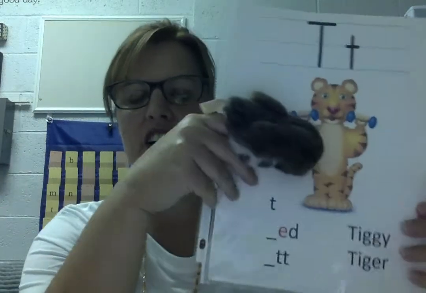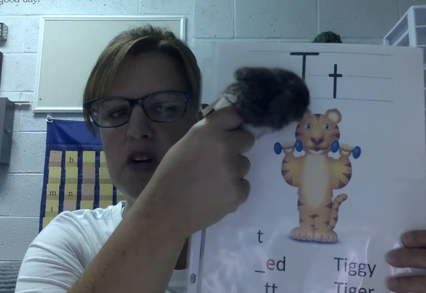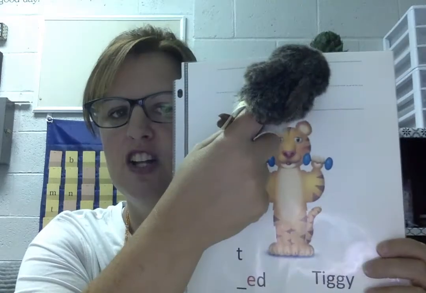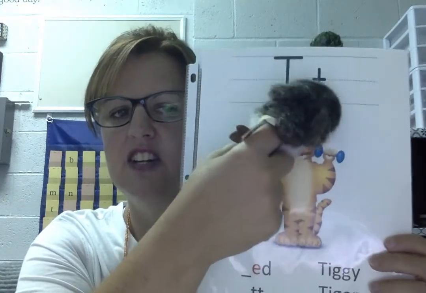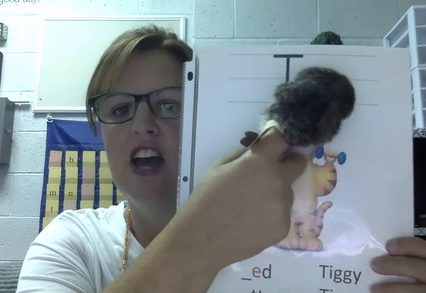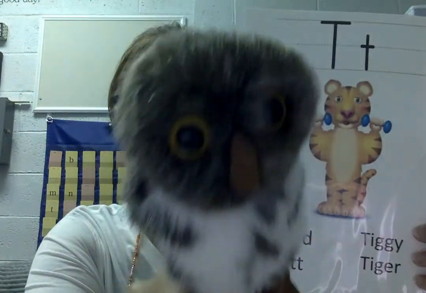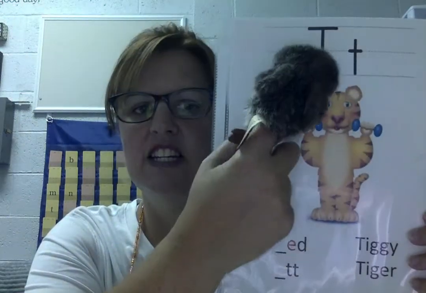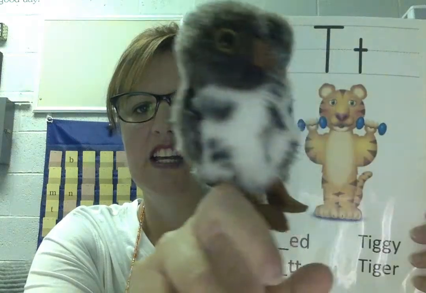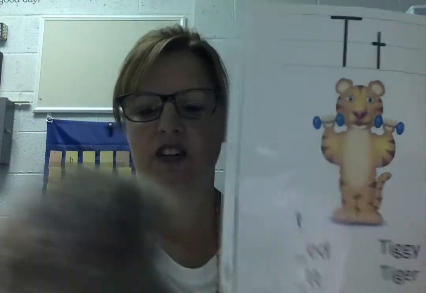Our next skyline letter friend is Tiggy Tiger. Again, uppercase, remember, always is a skyline letter. Lowercase, start at the skyline, straight down to the grass line, and cross over at the plain line. T, tiger, t, T, tiger, t.